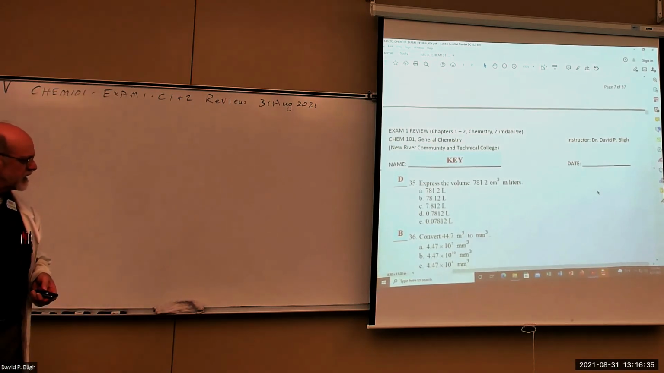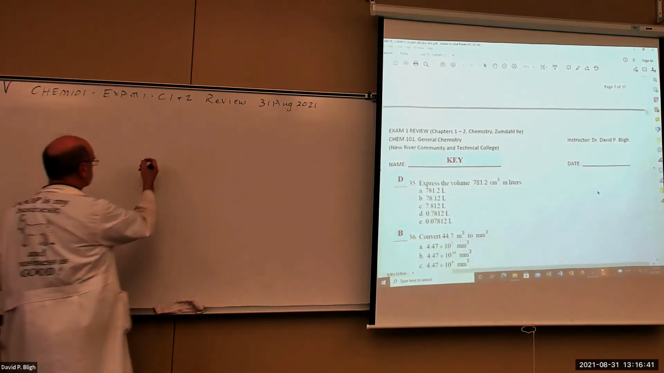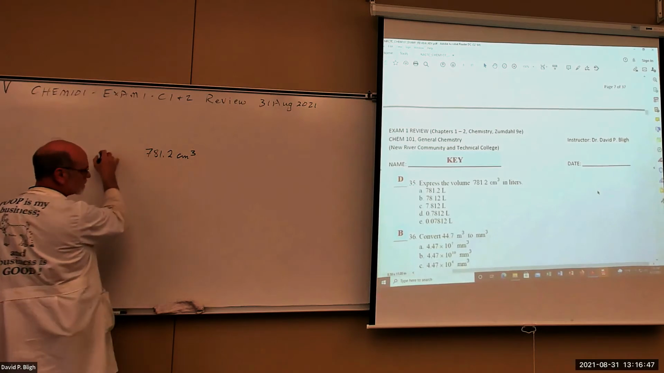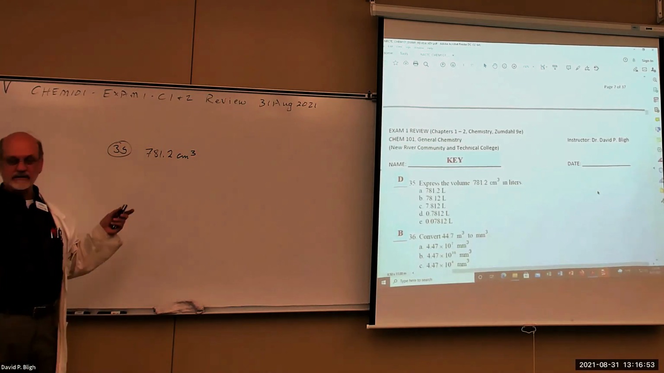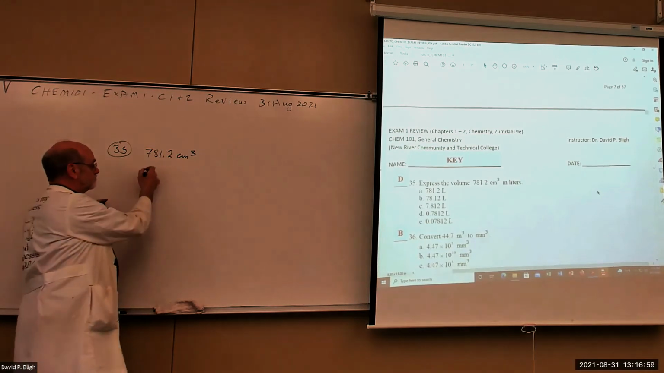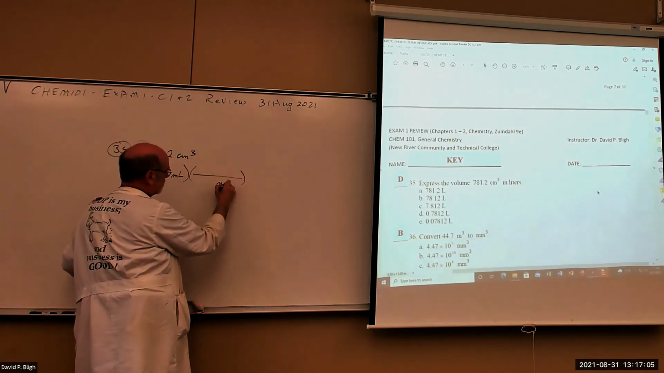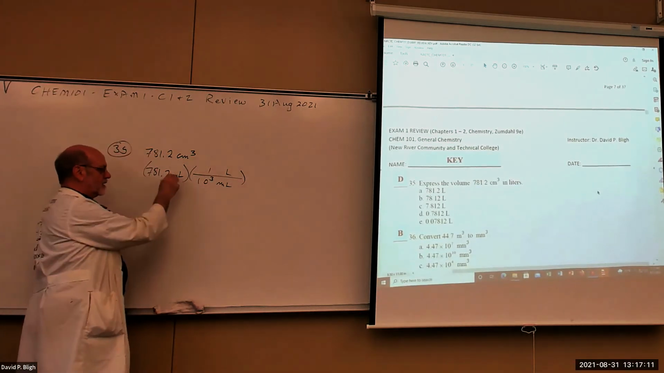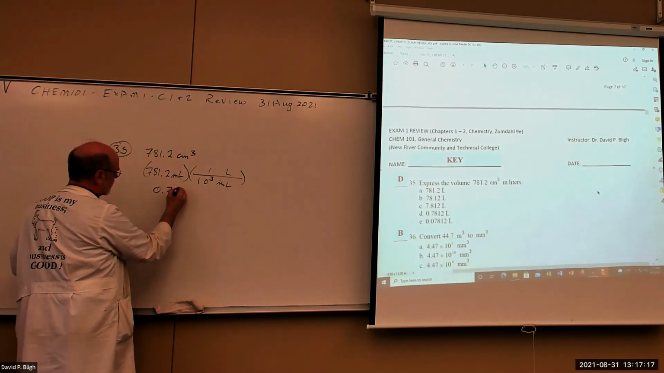Express the volume 781.2 cubic centimeters in liters. 781.2 cubic centimeters, and we want liters. Okay. What's the trick here? Cubic centimeters is milliliters. Now we can convert to liters. Right? 1,000 milliliters in a liter cancels. We just divide this by 1,000, which means 0.7812.